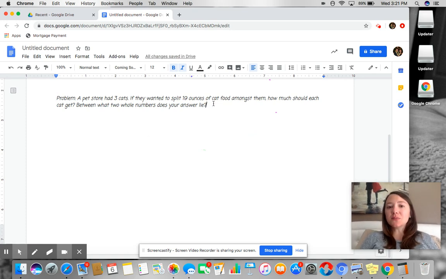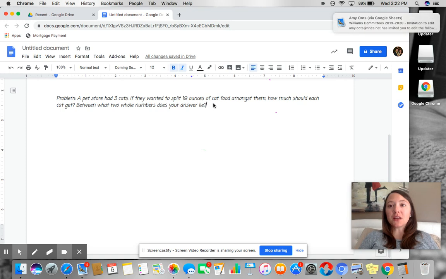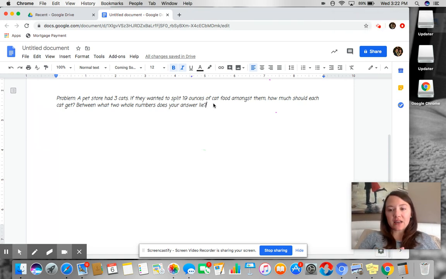If they wanted to split 19 ounces of cat food amongst them, how much should each cat get? Between what 2 whole numbers does your answer lie? Now, we're going to ask ourselves, what is the total or what's being divided here? We know that we're going to divide because it's asking me to split up the food. I do not want to split up my cats. We never want to divide people or animals.